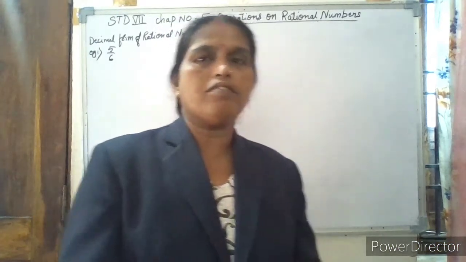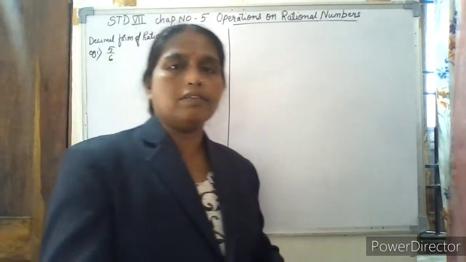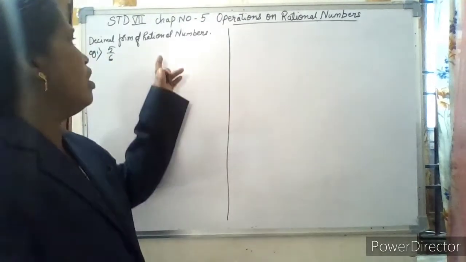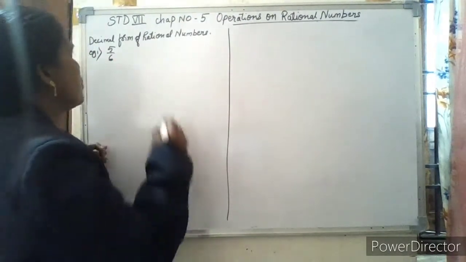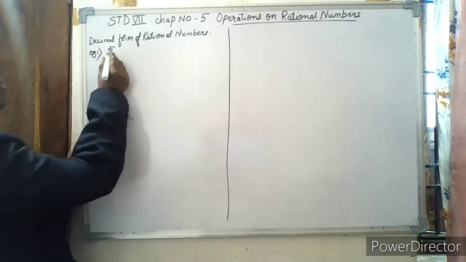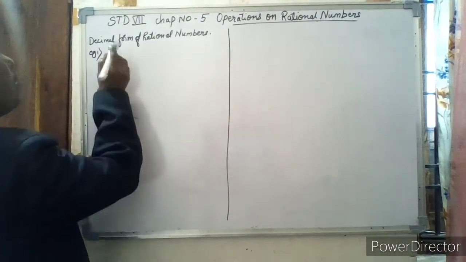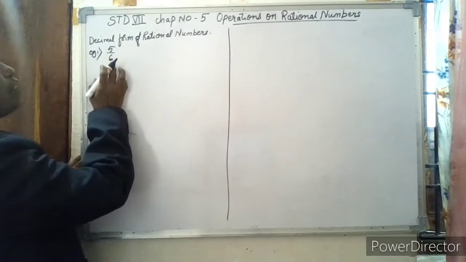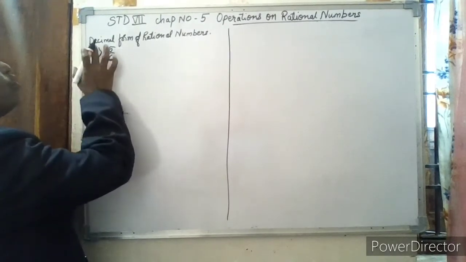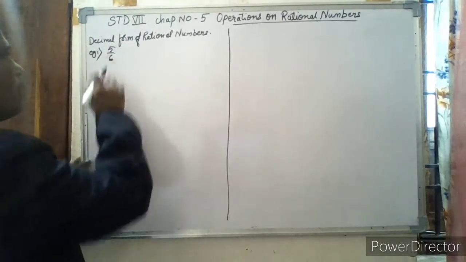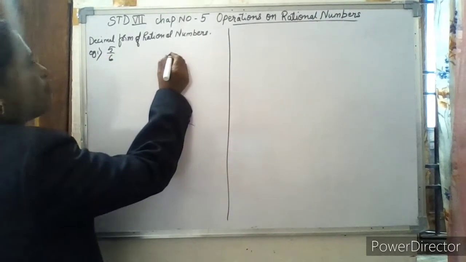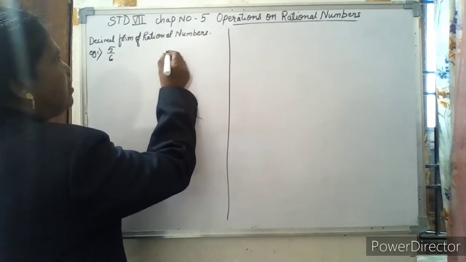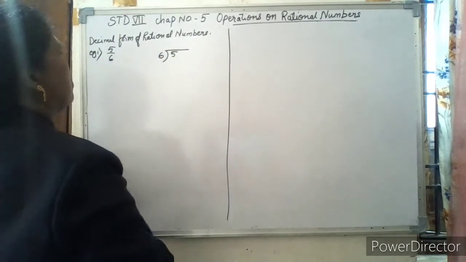Good morning, students. Today we will start the new topic, that is decimal form of rational number. See, this is the rational number given, 5 by 6. We have to convert this rational number 5 by 6 into decimal form. So, to convert into a decimal form, we have to divide the numerator by the denominator 6.